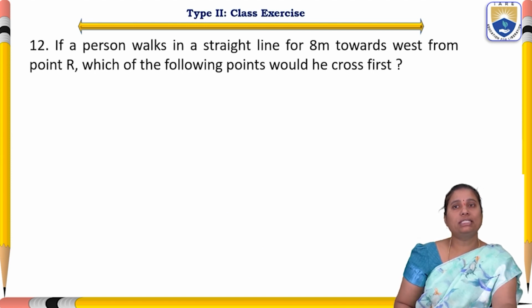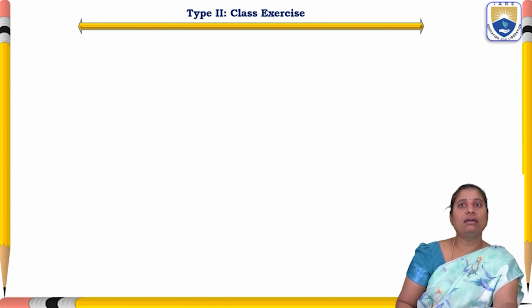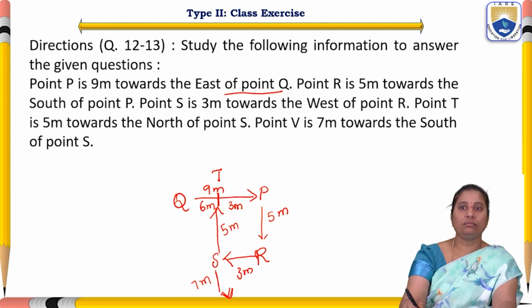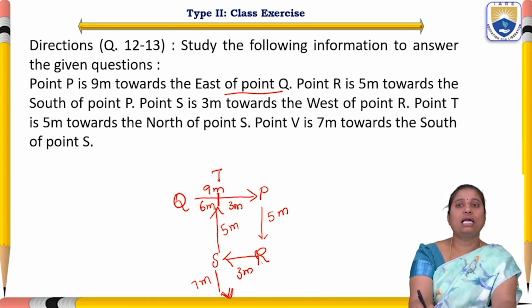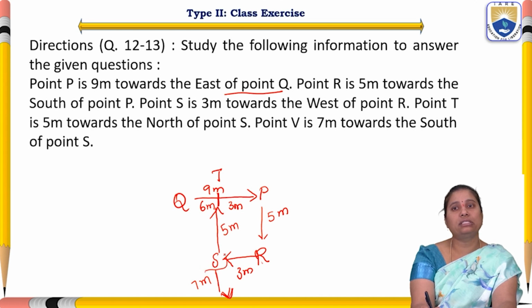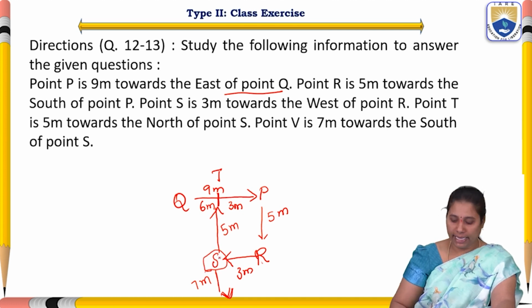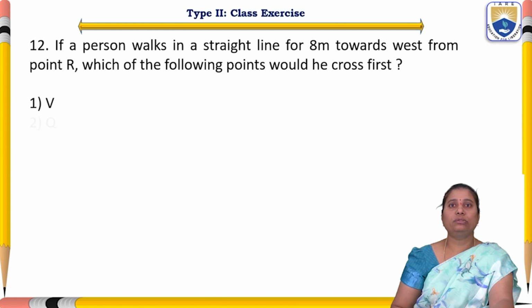If a person walks in a straight line for 8 meters towards the west from point R, which of the following points would he cross first? So from R, 8 meters towards the west side he has to move. West side 8 meters means at 3 meters distance he is going to cross S. So the first point he will cross is S.